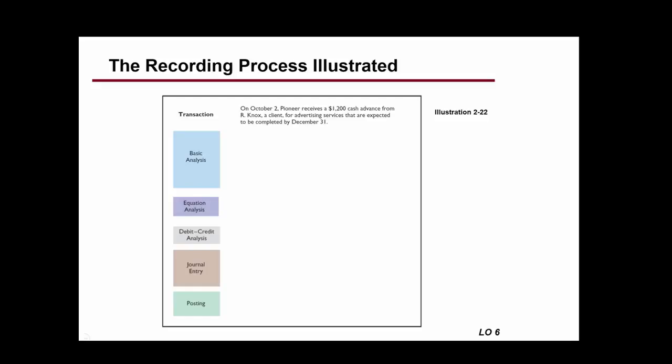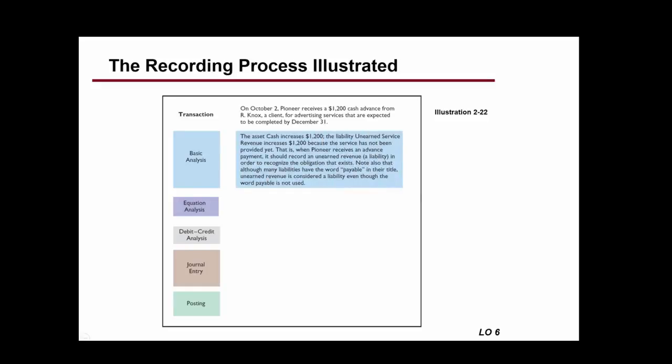As a result, we have unearned service revenue and cash. Cash has increased. The company received cash, $1,200. Cash will increase by $1,200, and because they owe this to their client, it will go to unearned service revenue as also an increase of $1,200.